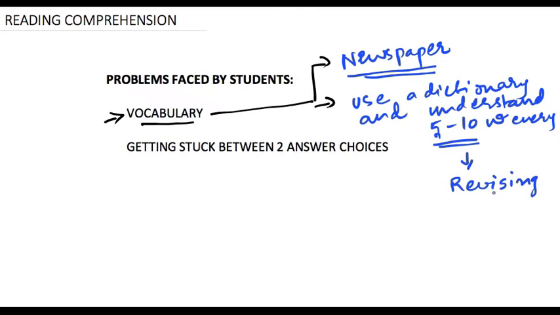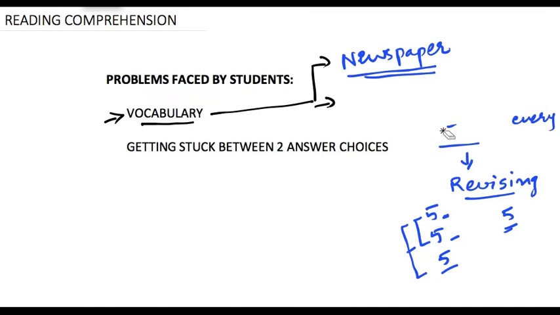This means that if you have done 5 words today and 5 words tomorrow, tomorrow you revise these 5 words first and then read new 5 words. On the third day, you revise these 10 words first and go to the next 5 words. On the fourth day, you revise these 15 words first and then go on to the next 5 words. This is how you improve your vocabulary, by revising every word that you read every other day.